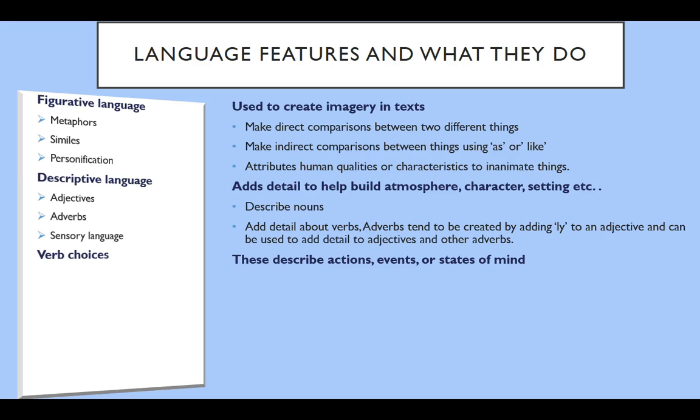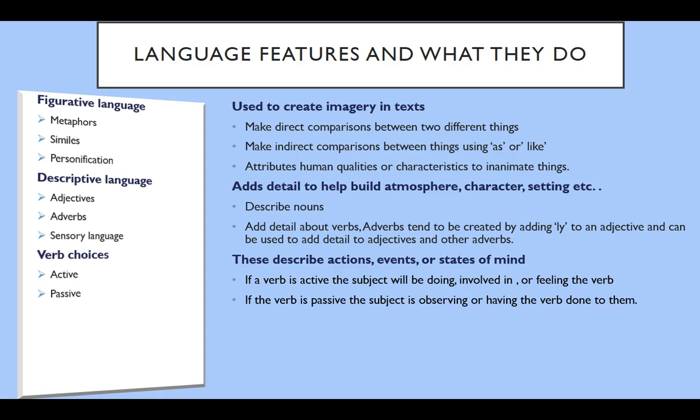Verb choices can be quite interesting because verbs obviously are action words, so they're describing actions, events or possibly states of mind. We need to look at whether the verbs are active. If a verb's active, then the subject, so the noun that the verb is associated with, will actually be doing the action or involved in the action or feeling or experiencing whatever state of mind it is. If the verb, however, is passive, then the subject, the noun, is either observing or having something done to them. They're not actively engaged in whatever that verb is describing. Okay, so it's useful to look at those.